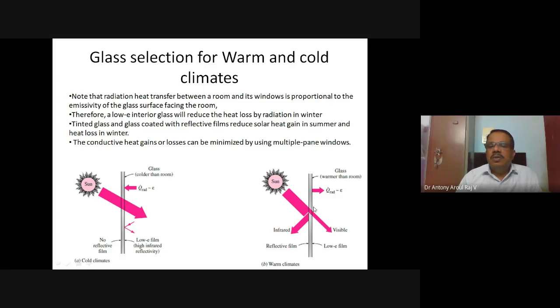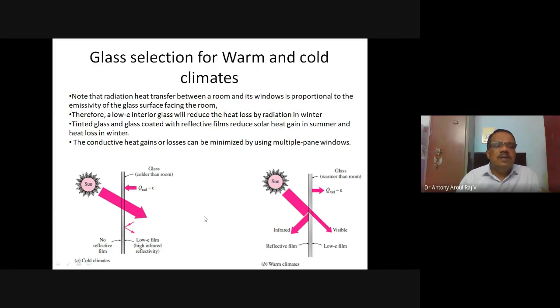Because when you put a reflective film, we are reducing the transmissivity. When I reduce the transmissivity, reflectivity and absorptivity will be increasing. Because of that, the surface temperature of the glass will be higher than the room. This also you have to note. So the radiation will be transferring only from this side; from this side to this side it is not possible. That is also an advantage for us. So this is what we should do in a warm climate.